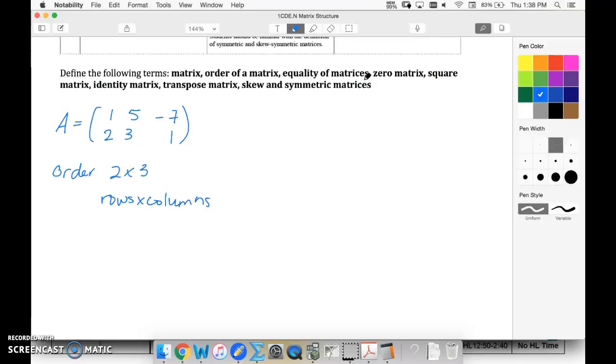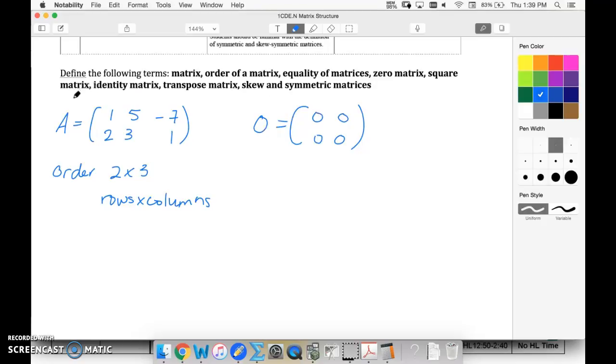Okay, two matrices are equal if they look exactly the same. So they have to have the same order, the same elements. We call these individual pieces elements. So to be equal, they have to be exactly the same. A zero matrix, well, that's full of zeros. It can be any size and is full of zeros, and we normally denote that just by writing a 0.